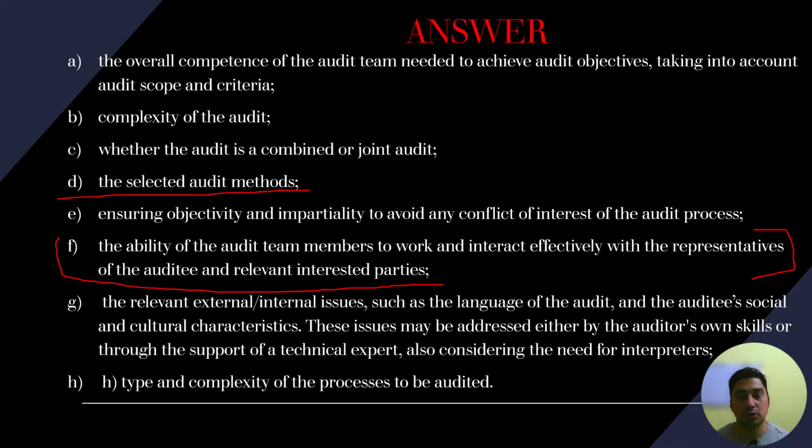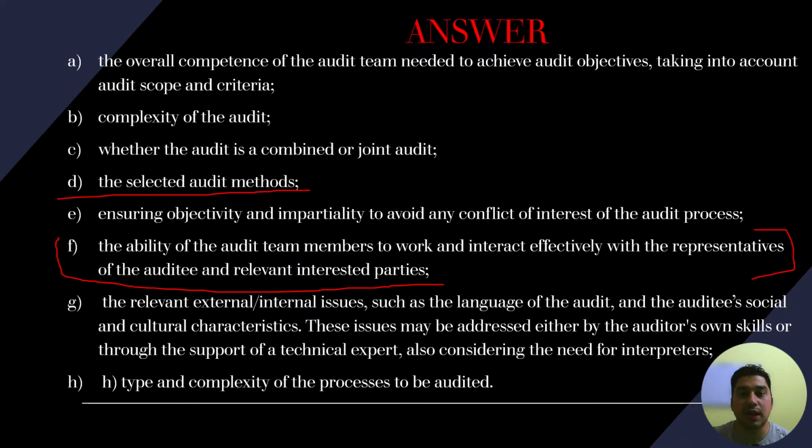Then you can't do the audit. So you have to choose the audit team member as per that requirement also. The relevant external and internal issues that I have explained, and after that the type and complexity of the process to be audited, as I explained already.